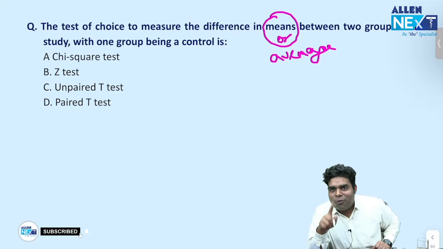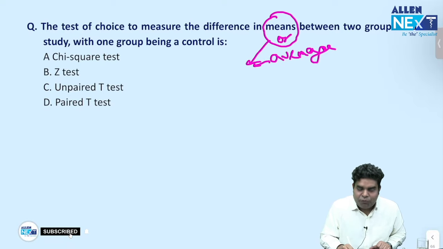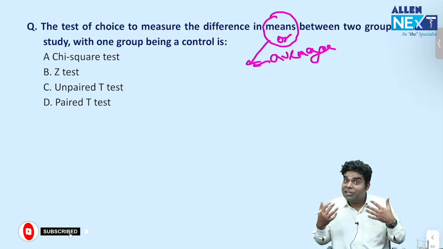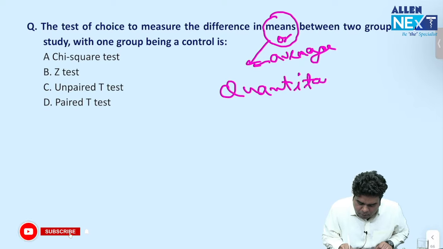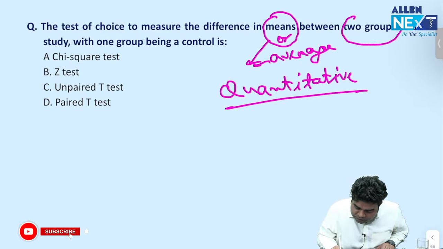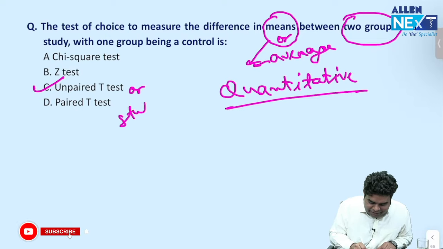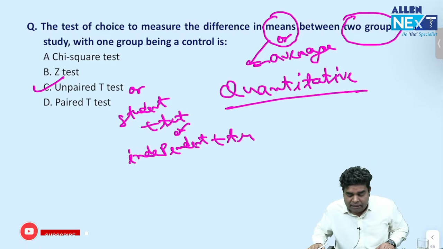Mean or average, do we use it for quantitative data or qualitative data? Mean or average is used for weight. I can measure the average weight of a class, average marks of a class. Weight and marks can be measured, and whatever we can measure is quantitative. So quantitative data is here. And how many groups? 2 groups. So what will you apply? Unpaired t-test or student t-test or independent t-test. These are the names of the same test. So if it is 2 groups, we apply unpaired.